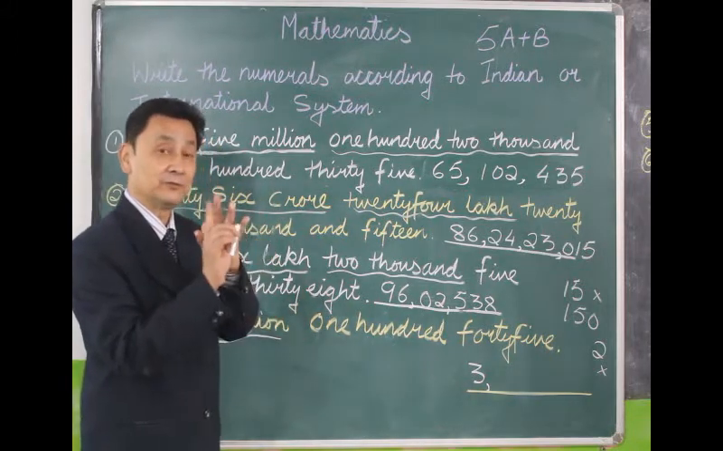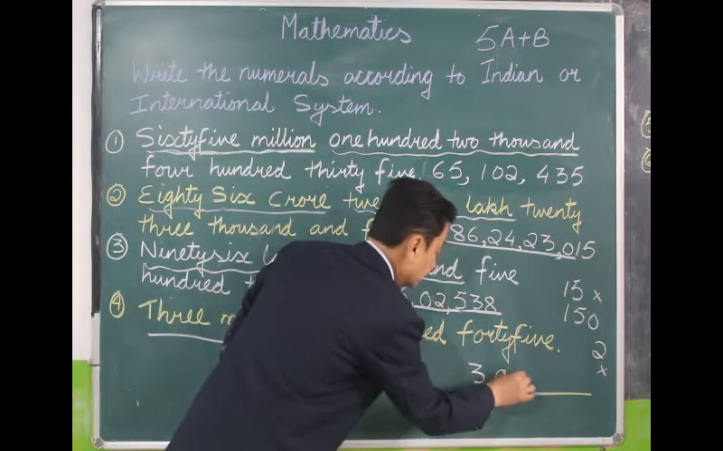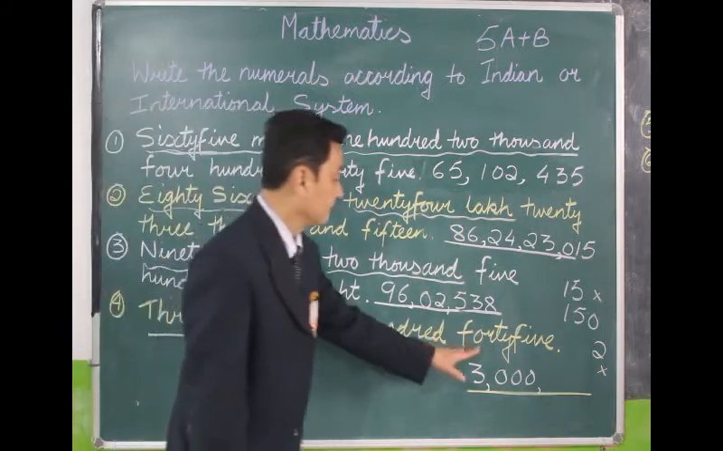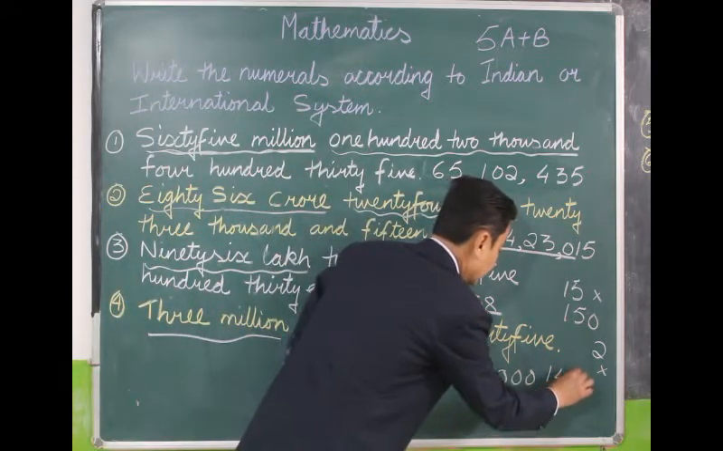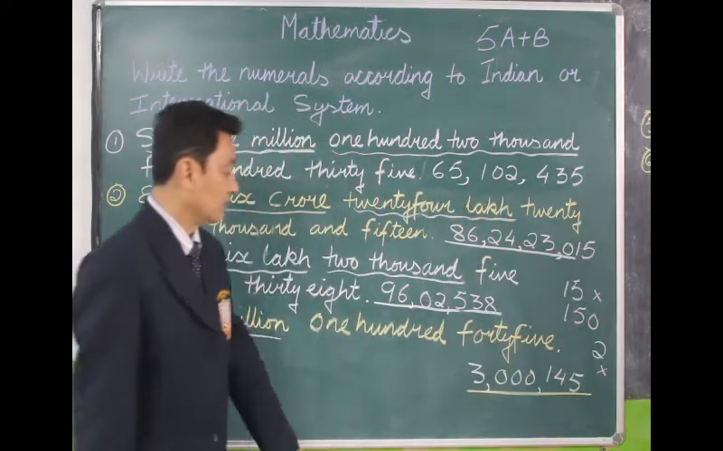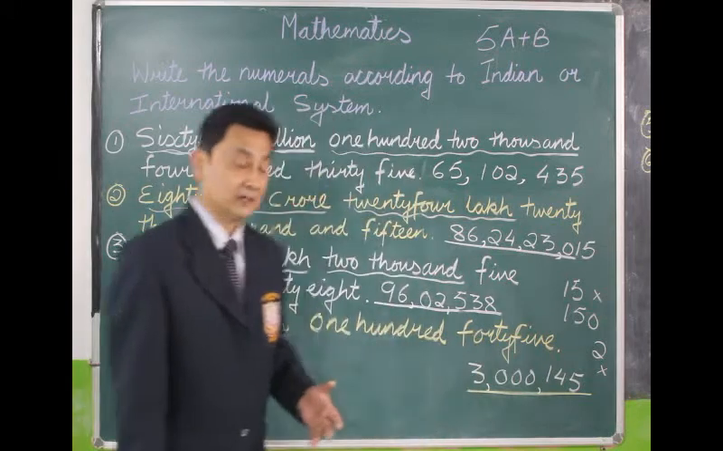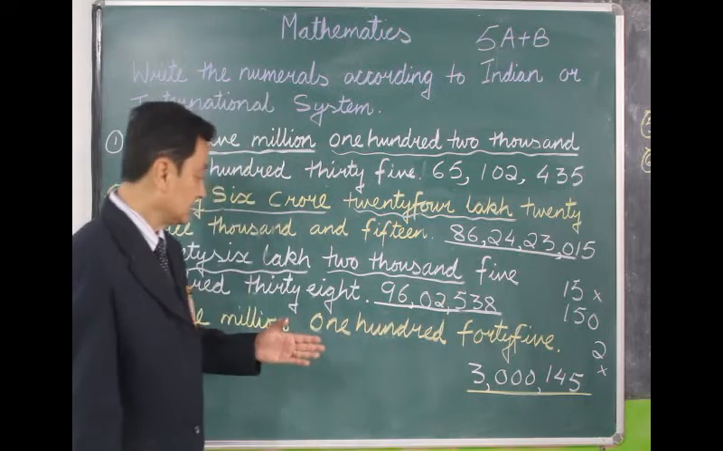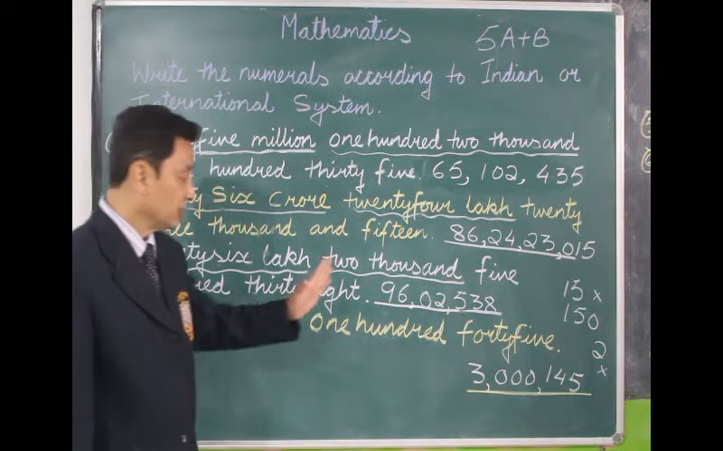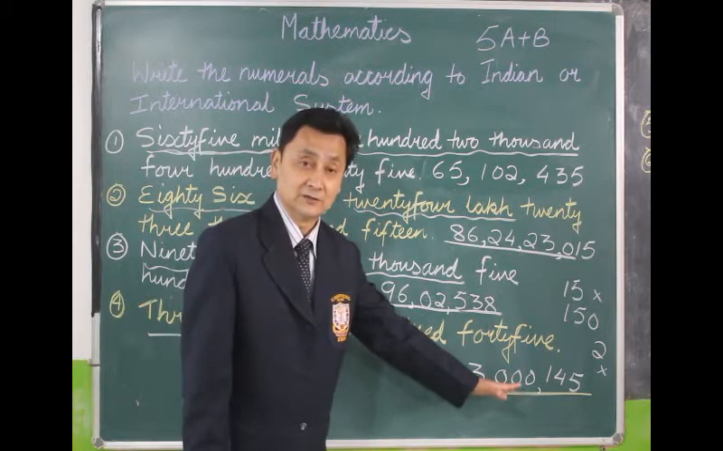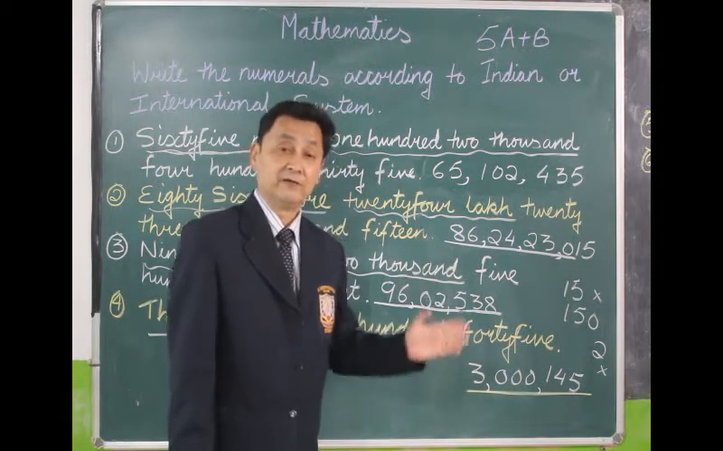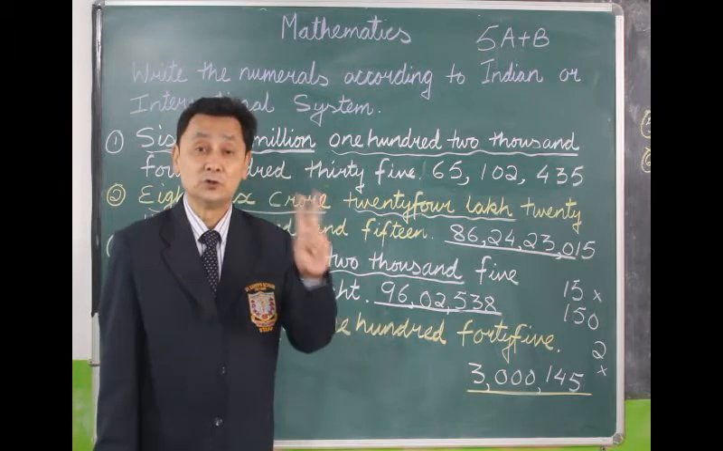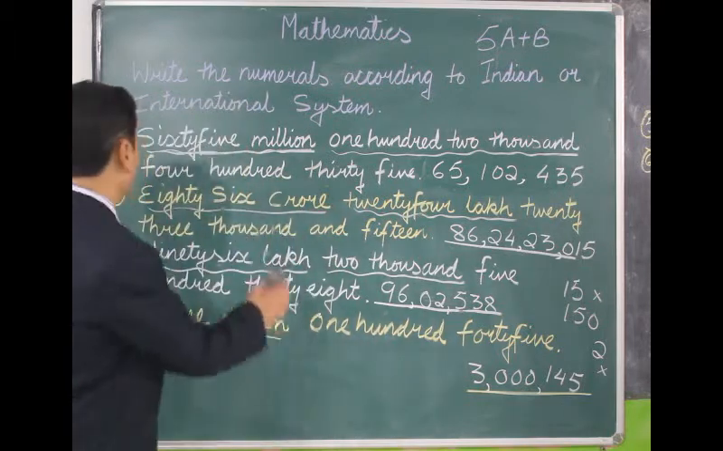So how many zeros are we going to put? Very good. 0, 0, 0, 3. And what does it say? 145. Some of us make the mistake of just writing 3145. That will be only 3145. Remember, if the place value digit hasn't been given, you have to add 3 zeros in the international system. If lakhs haven't been given in the Indian system, you have to put 2 zeros. Okay, dear children, I hope you have understood.